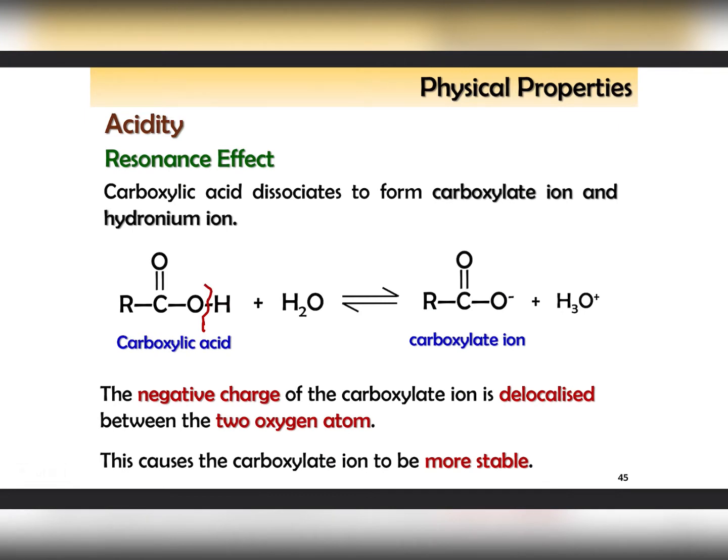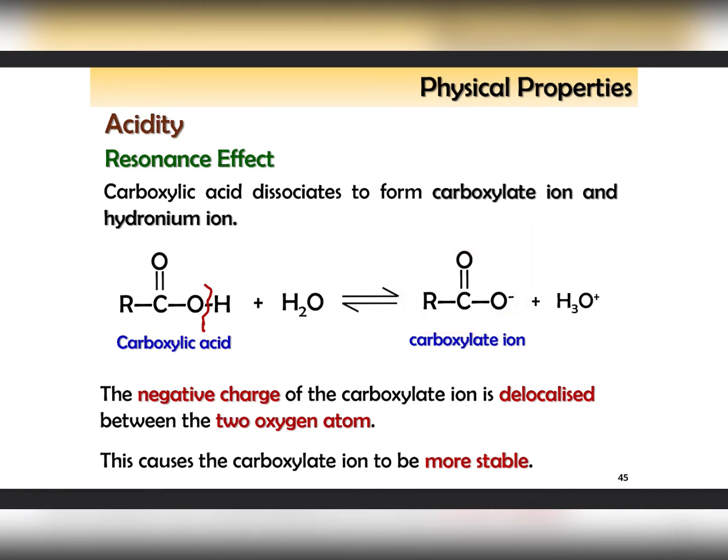Okay, now kita tengok resonance effect. So basically kita dah pernah jumpa dah resonance effect before this in previous chapter. So in this chapter, resonance effect tu dalam carboxylate ion. Okay. So bila carboxylic acid, okay, kamu akan buat cleavage dekat sini and you will form carboxylate ion. Okay, so this carboxylate ion yang kita akan tengok the resonance effect, what happened here.